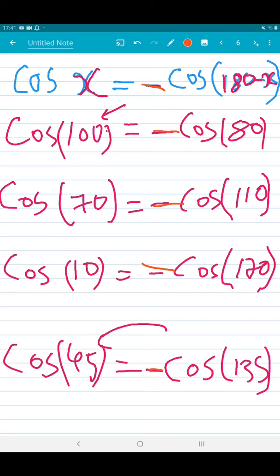Another type of example. When two angles are supplementary, this means that the sum of the two angles equals 180. This means that these two angles are supplementary angles. Their cosines are the same, ignoring the sign, or you put the negative sign on one of them.